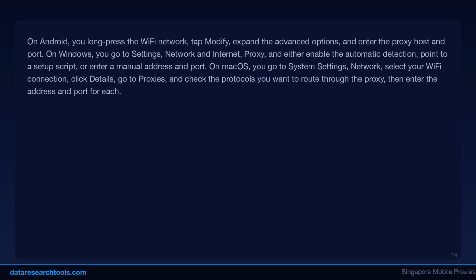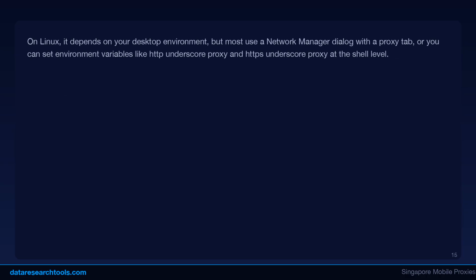On macOS, you go to System Settings, Network, select your Wi-Fi connection, click Details, go to Proxies, and check the protocols you want to route through the proxy, then enter the address and port for each. On Linux, it depends on your desktop environment, but most use a Network Manager dialog with a proxy tab, or you can set environment variables like HTTP_proxy and HTTPS_proxy at the shell level.